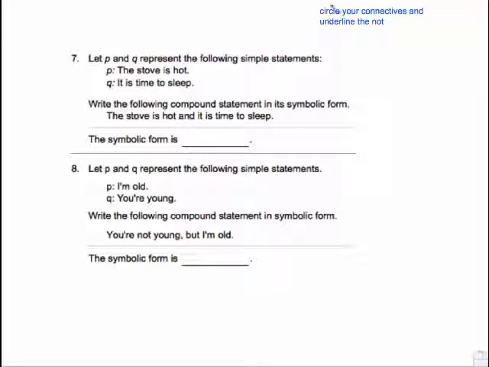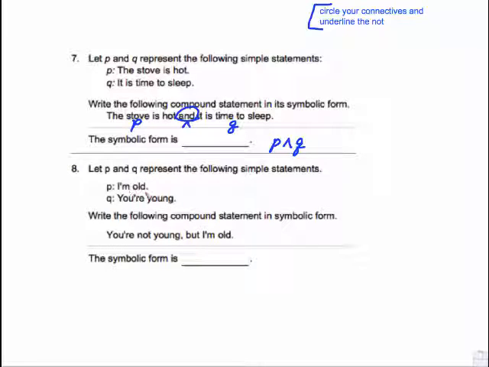So when we do these, here's just a little thought. You should circle your connectives and underline the not, just to help you suss out how things have to go together. So here's two little statements. P is the stove is hot. Q is it is time to sleep. Write the following compound statement in its symbolic form. The stove is hot, that's P, and, remember, circle our connectives and underline any not. We don't have a not. Our connective for and is this, and it is time to sleep is Q. So our translation is just P and Q.